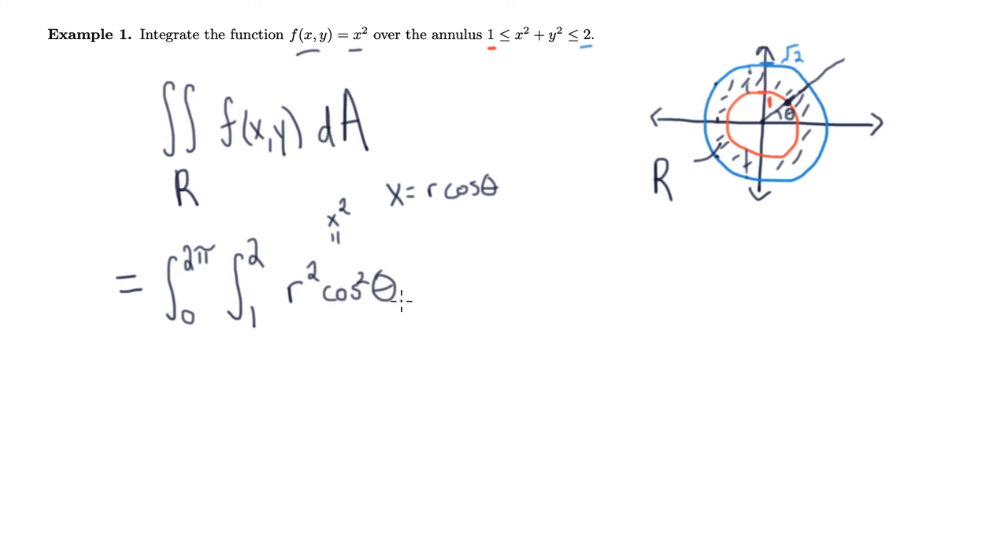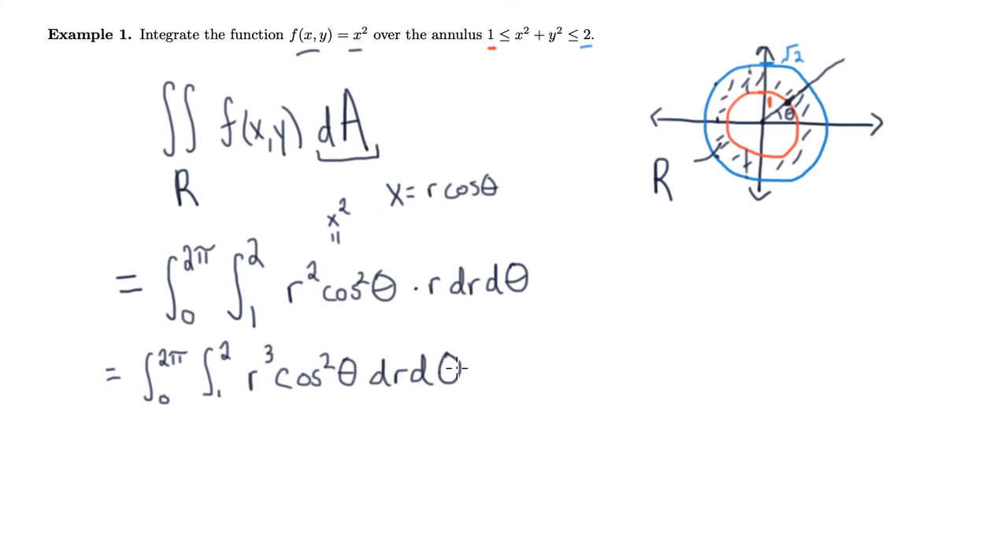And that's the function that I'm integrating. But I need to put everything in terms of polar coordinates. The dA I need to put in terms of polar coordinates. So remember that dA in polar coordinates is r dr d theta. And as I said, this r that picks up when we change variables in the dA actually becomes part of the integrand. So we can rewrite this as the integral from 0 to 2 pi, from 1 to 2 of r cubed times cosine squared theta dr d theta. And this is just a regular iterated integral like we've seen before.